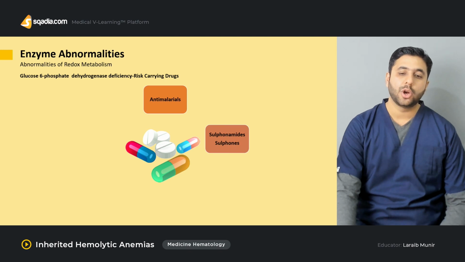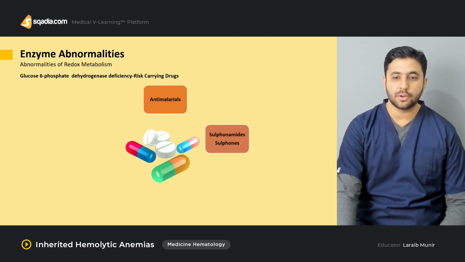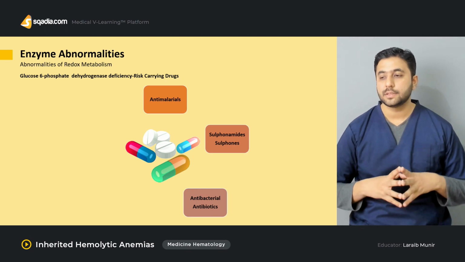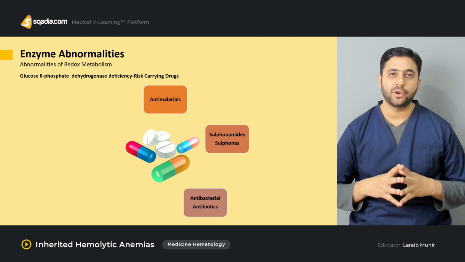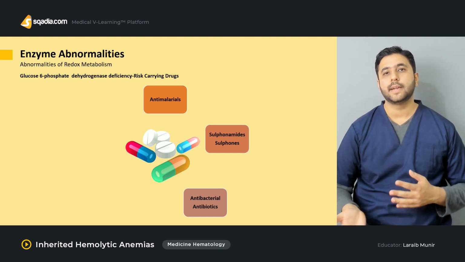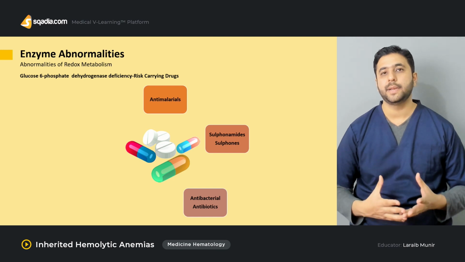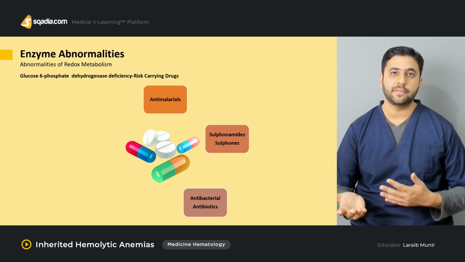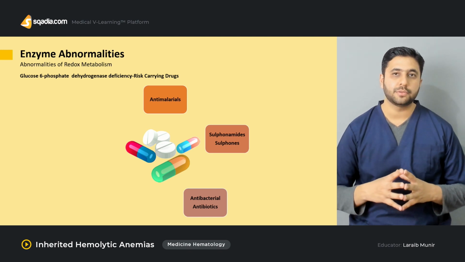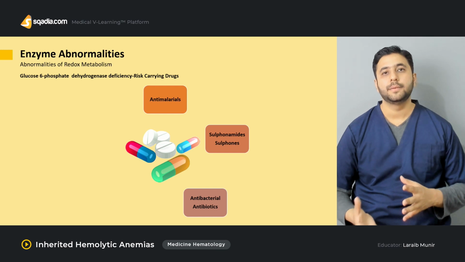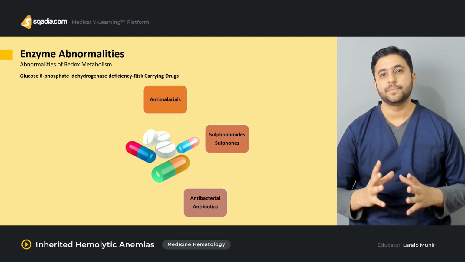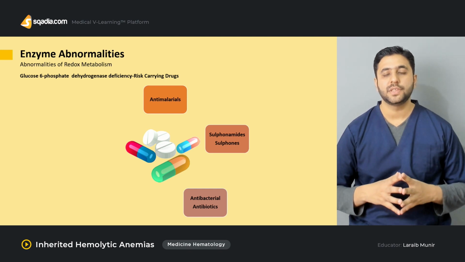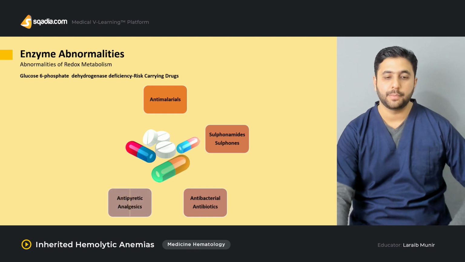Along with that, the sulfonamides or the sulfur drugs can cause hemolysis. Then antibacterials, specifically the nitro drugs, are also very important in causing it, like nitrofurantoin used for UTI or other nitro drugs. So the nitro, sulfur, and the antimalarial, these three are very important. Along with that, you can give a patient dapsone, which was used for leprosy in certain patients. It is also very closely linked with hemolysis in patients with G6PD deficiency. So dapsone is also a very important drug to remember.